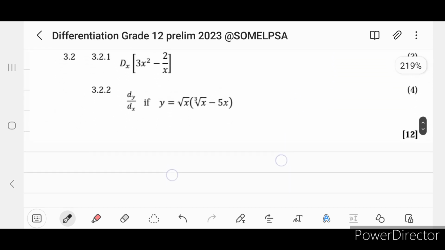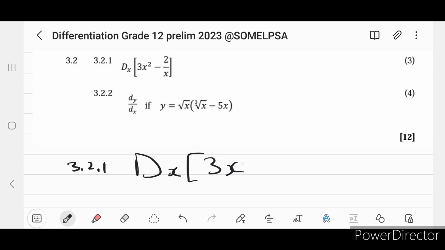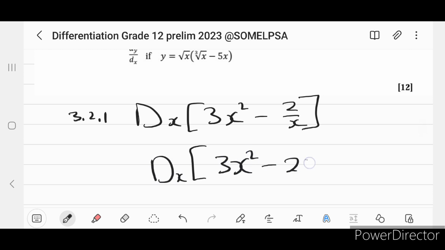So I'm having the dy/dx kind of problems again. That is 3.2.1. I'm having a dy/dx of 3x squared minus 2 over x. I'm having a variable as a denominator. I cannot have that, please. So 3x squared minus 2x to the power of minus 1. I moved that one to the numerator.